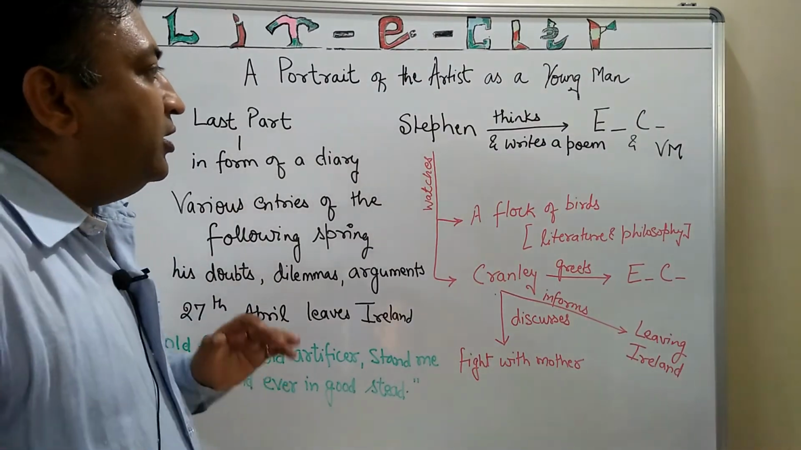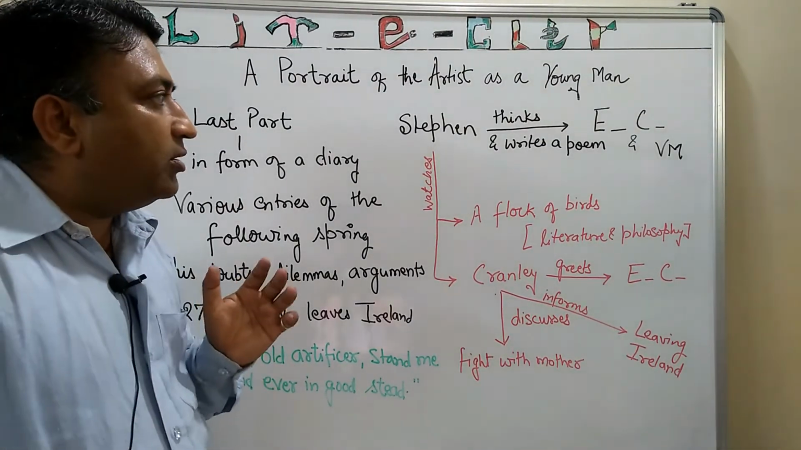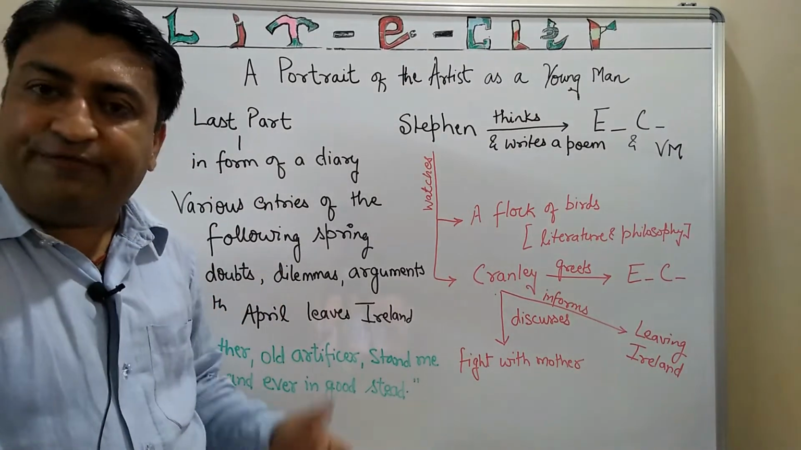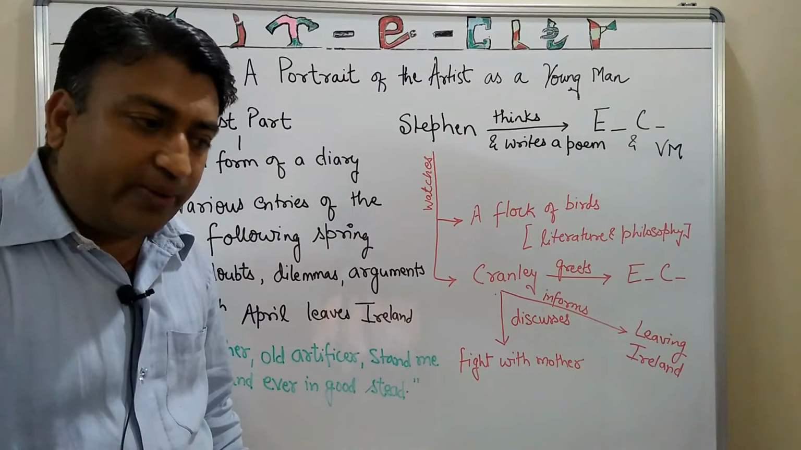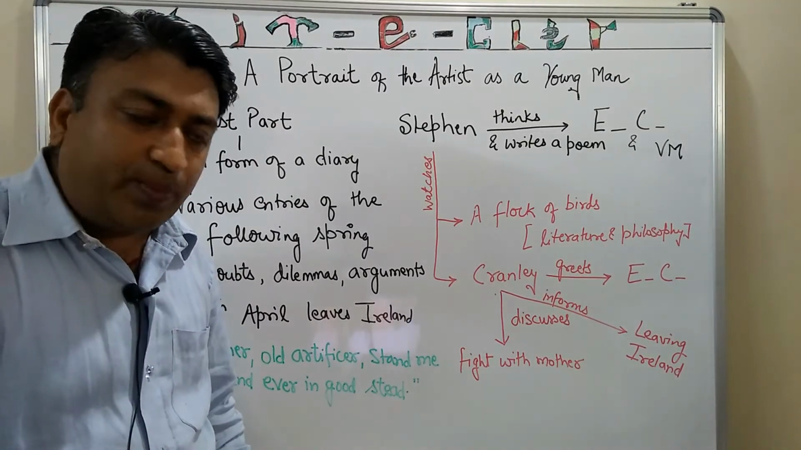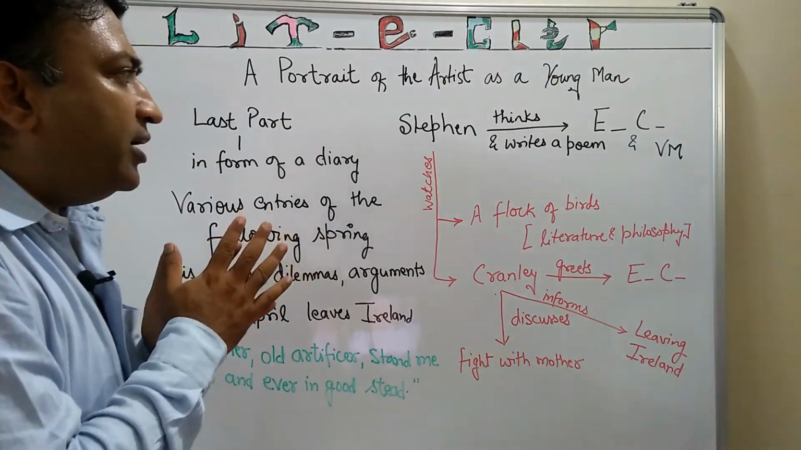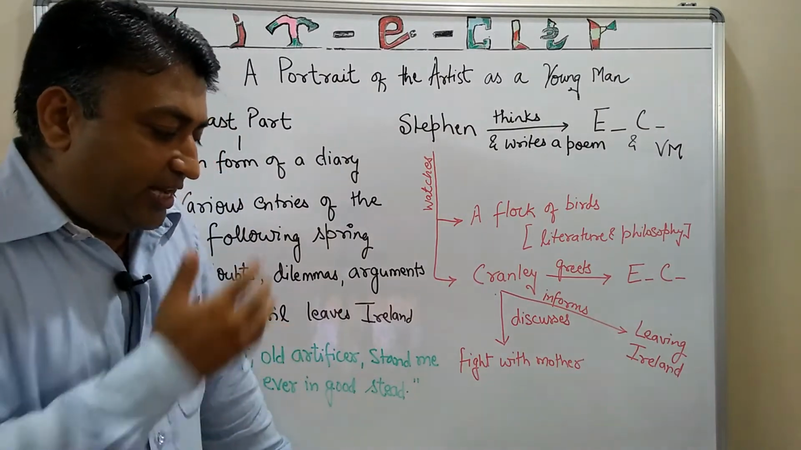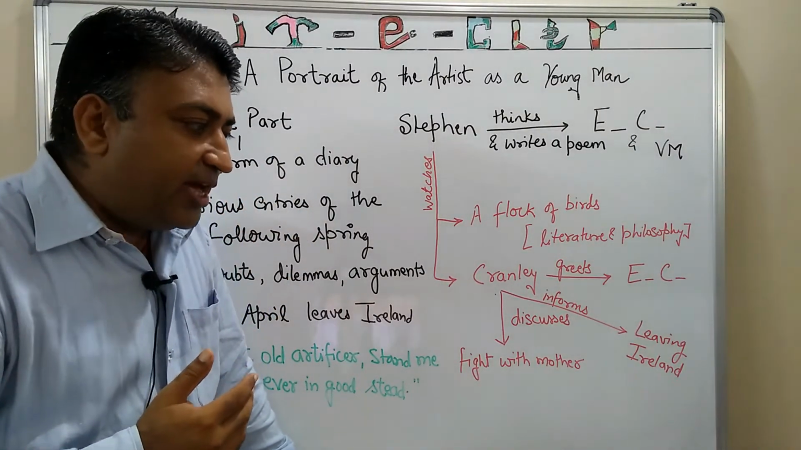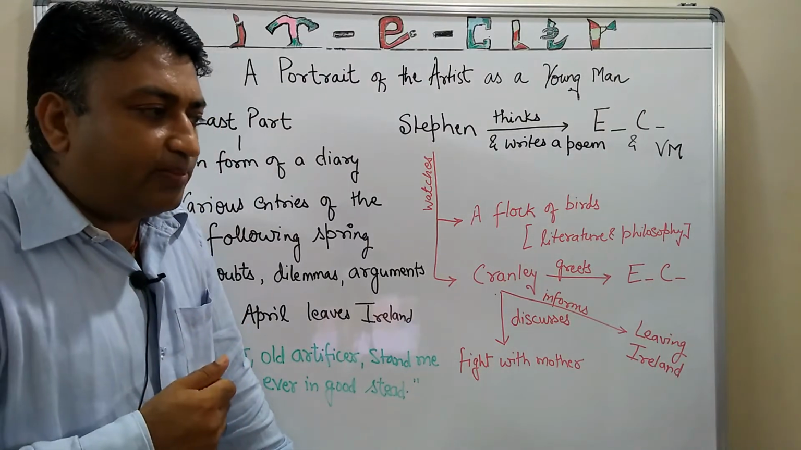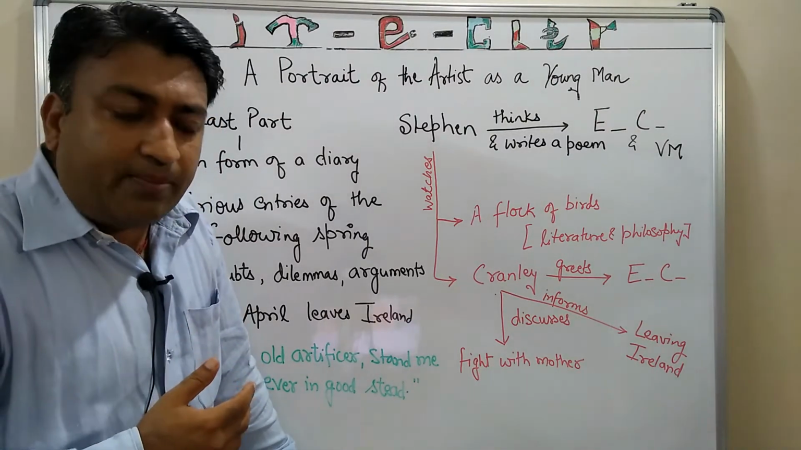Okay. Now it comes to the last part of the novel, and Stephen is growing day by day more conscious about his artistic aspirations. He meets EC and he finds that she is flirting with a priest, and he once again thinks about her. He writes a poem on her.